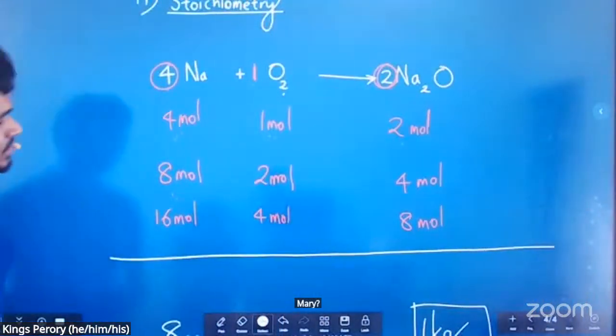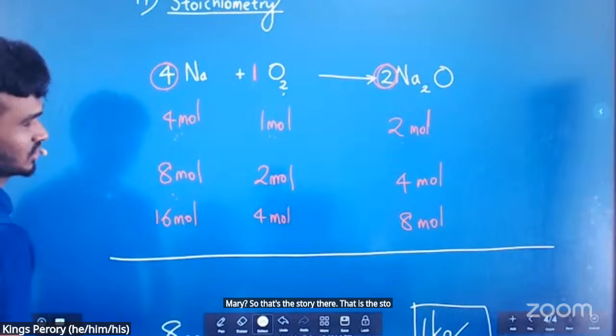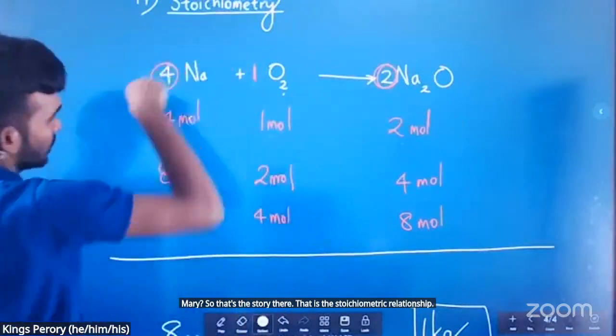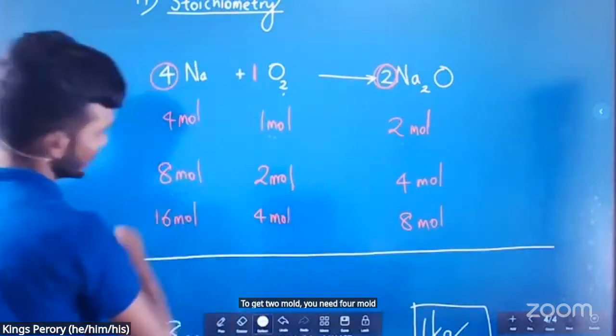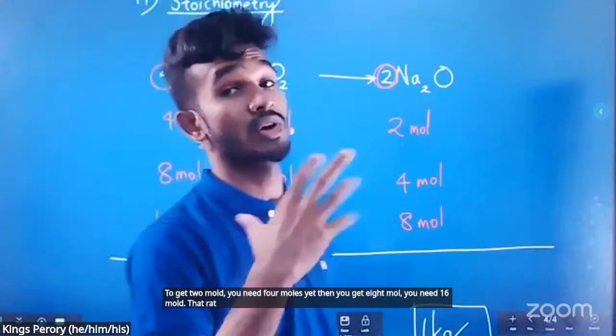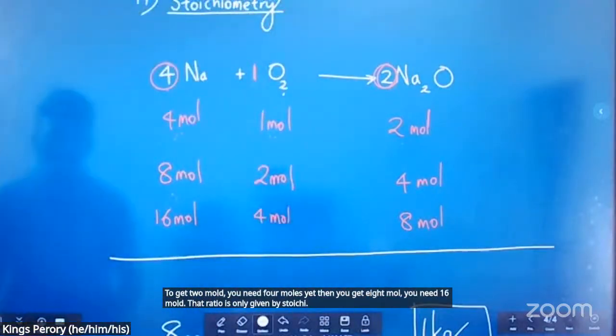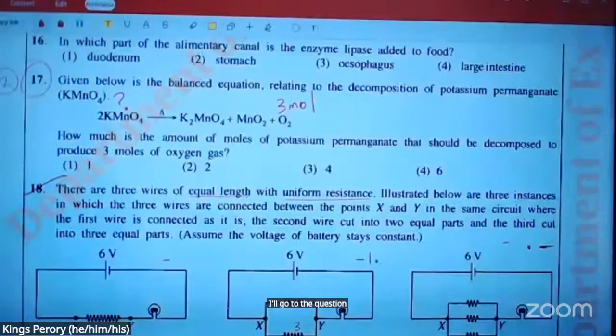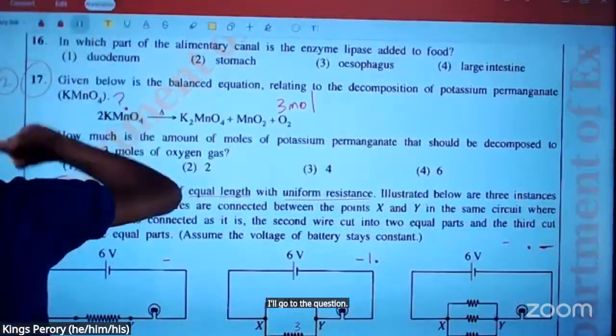So that's the story there. That is the stoichiometric relationship. To get 2 moles, you need 4 moles here. Then to get 8 moles, you need 16 moles. That ratio is only given by stoichiometry. Now go to the question. Now, hereafter never get this question wrong.